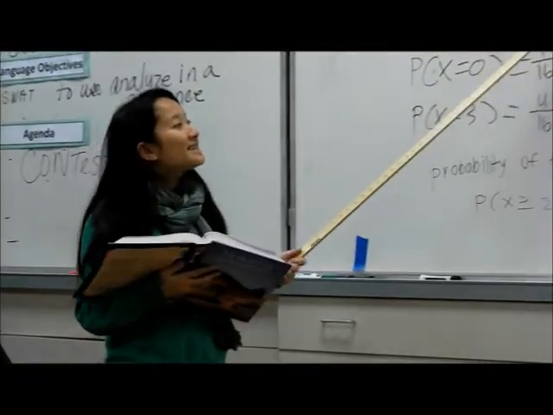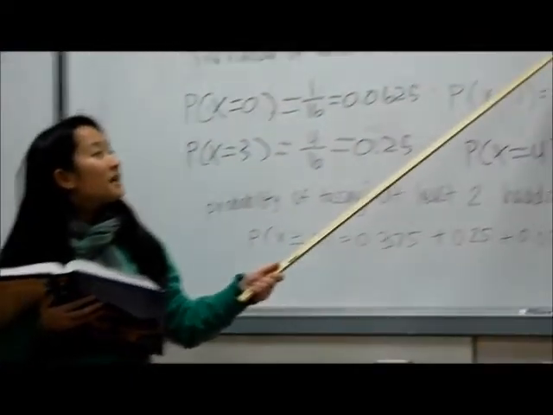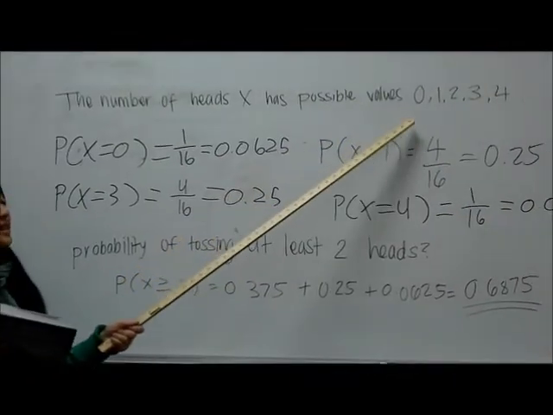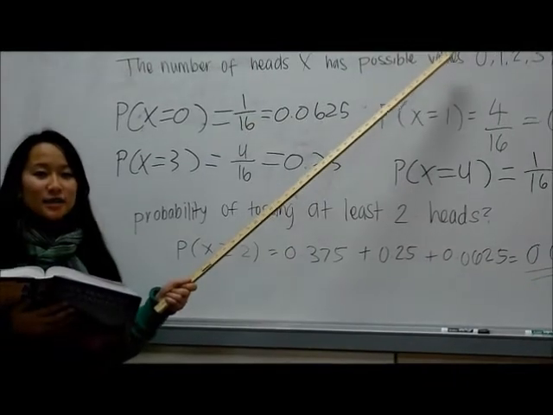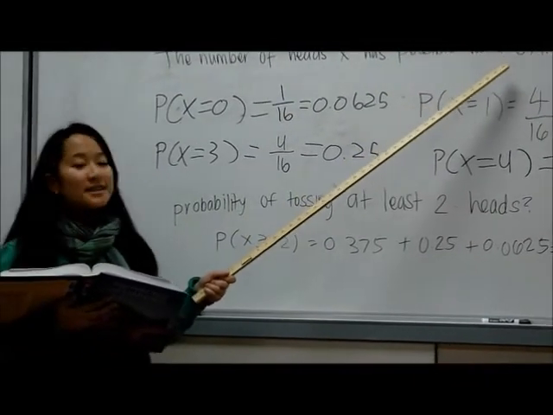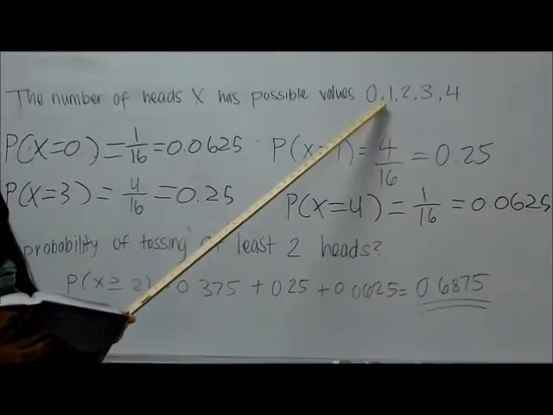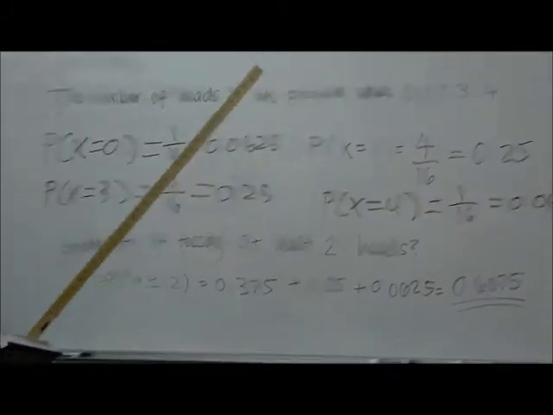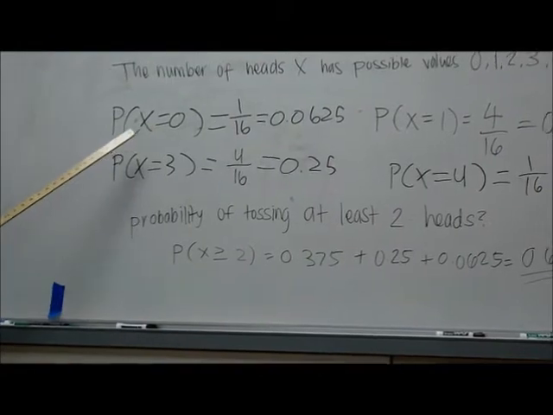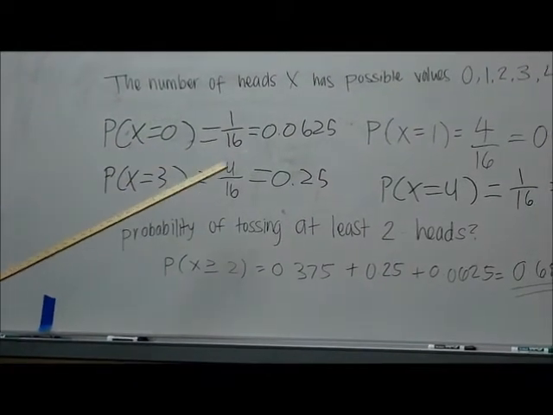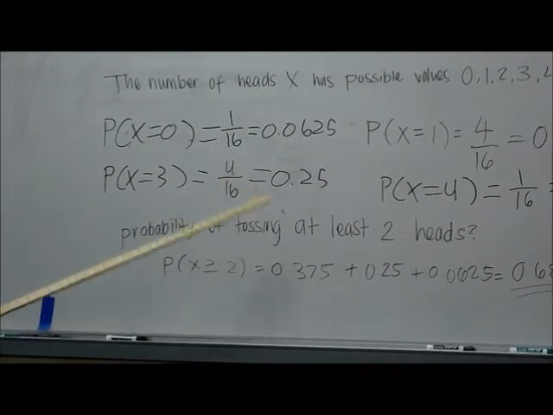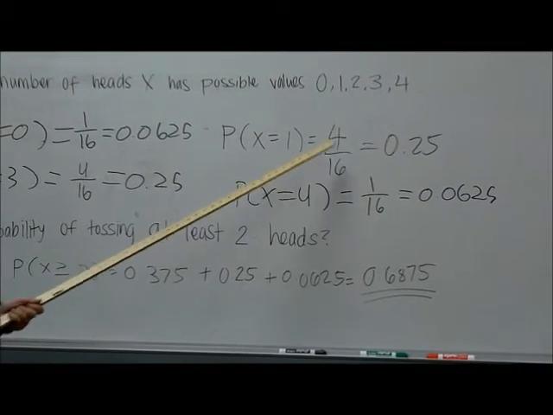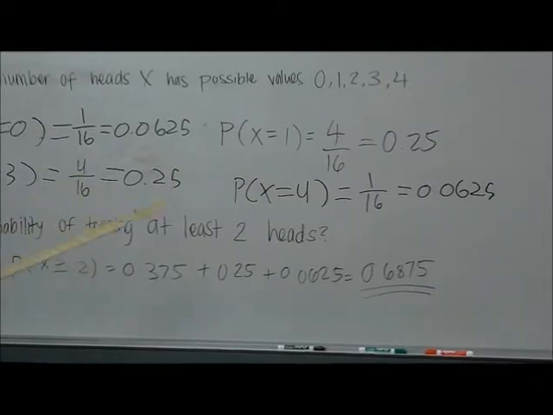The number of heads x has possible values of 0, 1, 2, 3, and 4. 0 represents having 0 heads. 1 represents having only 1 head in 4 tosses. The probability of having 0 heads is 1/16. The probability of having 1 head out of 4 tosses is 4/16, and so on.